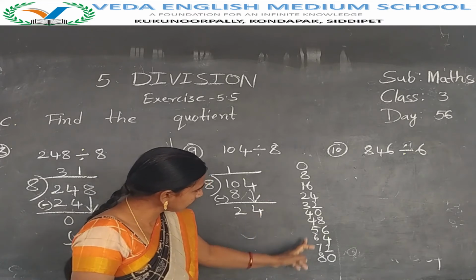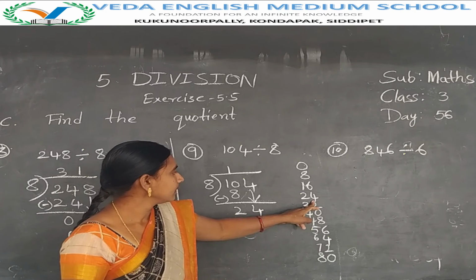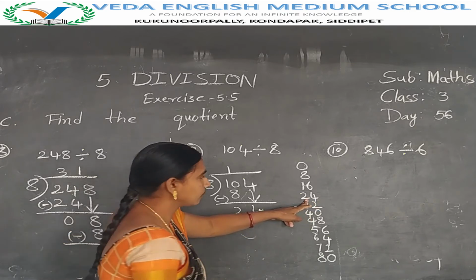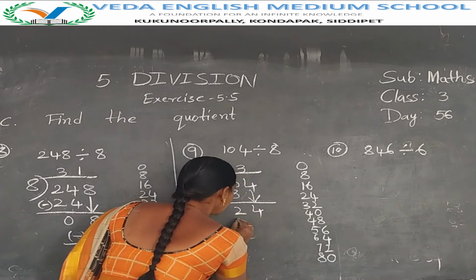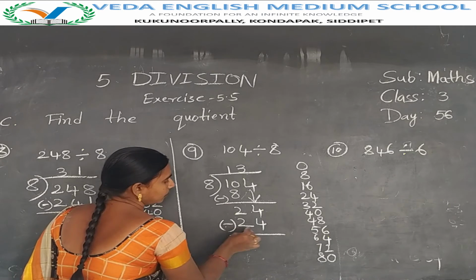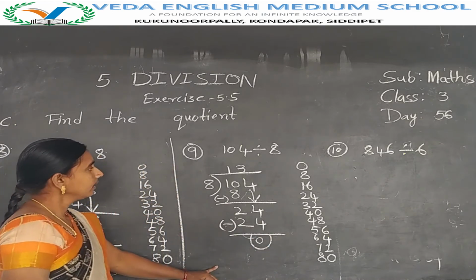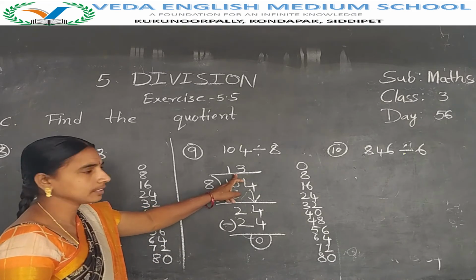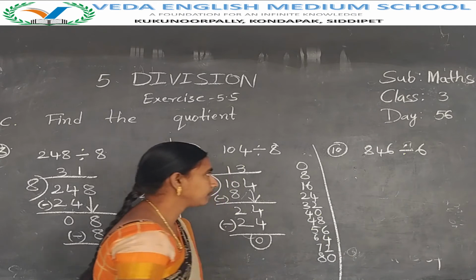24, find it in this table. How many times 8 is 24? 3 times 8 is 24. That is, 8 threes are 24. Now do the subtraction. 24 minus 24 is 0. Okay. Your quotient is 13. How much is the quotient here? 13. Okay. Next is the 10th problem.